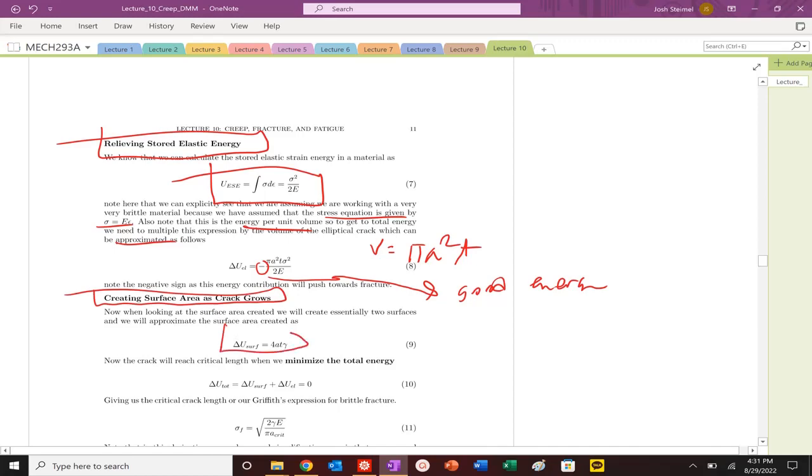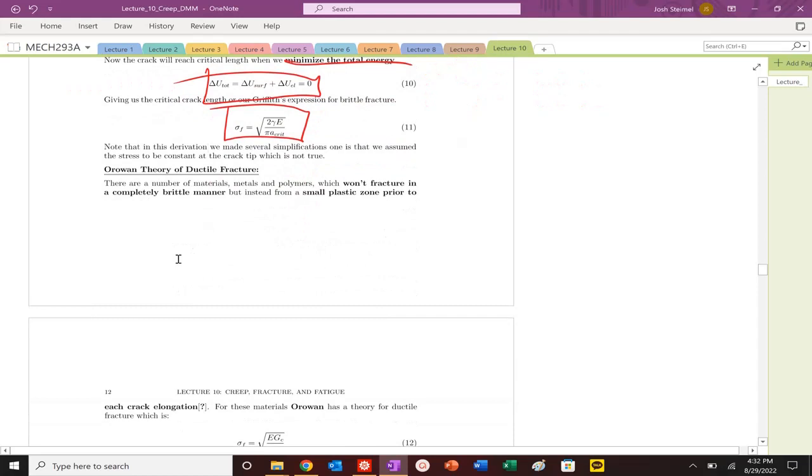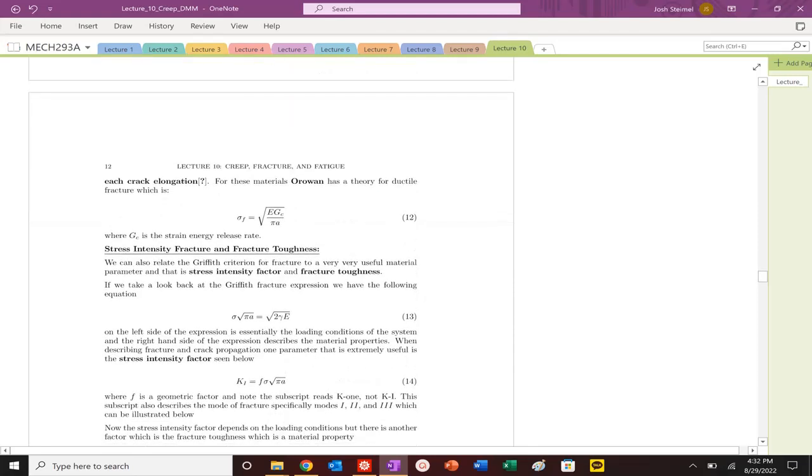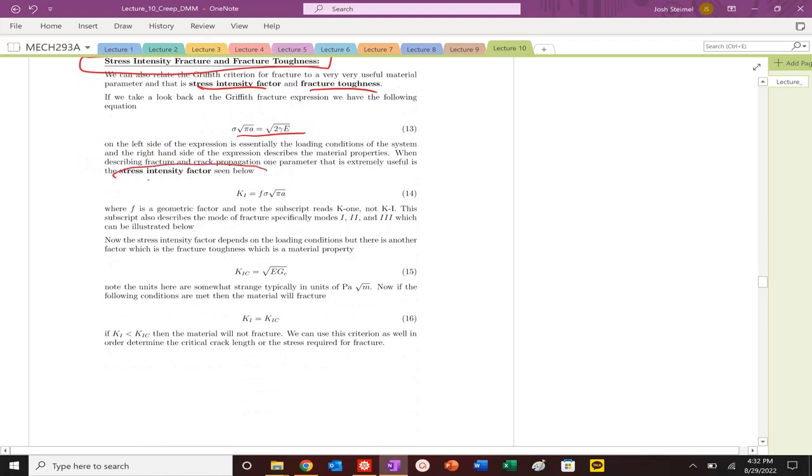Creating surface area, on the other hand, will be positive. So again, it's the surface area, surface tension, surface energy of your system times the area, and then we can basically equate those, and then we see our expression for stress at fracture as a function of our crack length and our stiffness. That is good. That expression is good for brittle materials, but we also can use our Orowan expression for materials that are more ductile. You can also use a stress intensity fracture toughness.